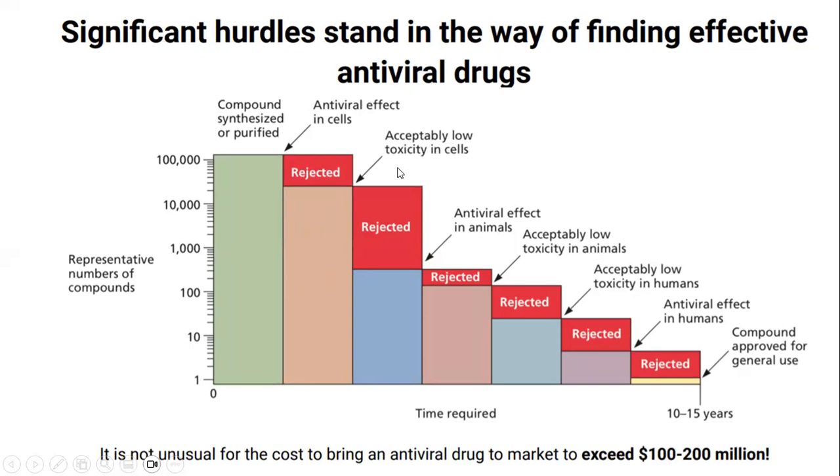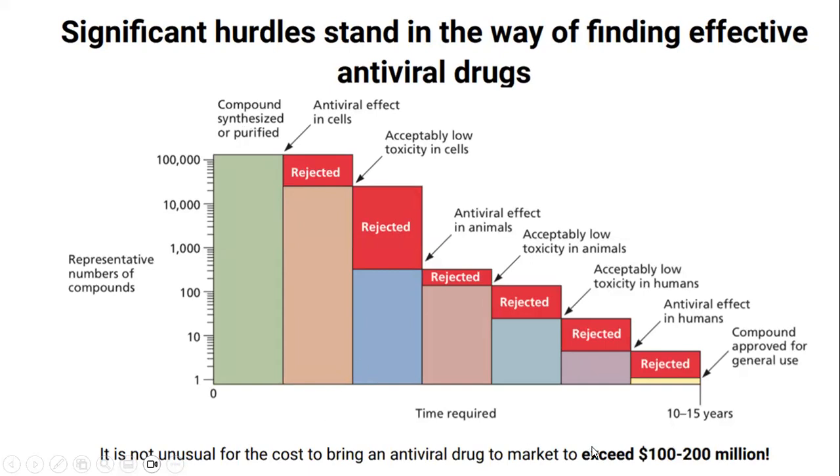Acceptably low toxicity in cells. You could see the different stages: antiviral effect in animals, then acceptably low toxicity in animals, and low toxicity in humans. So it's a long process, with a lot of different stages you have to go through before you can actually get a compound that is approved for general usage. Anything that is higher than that would be rejected.